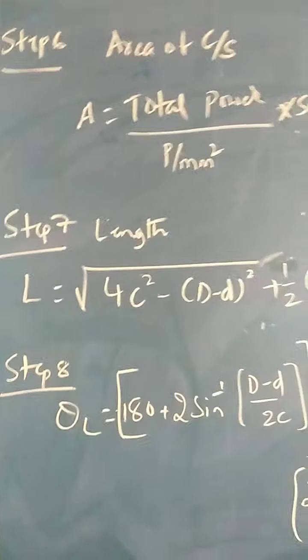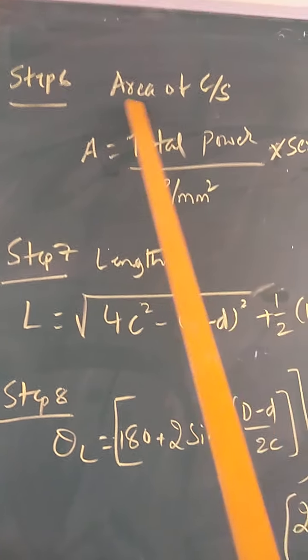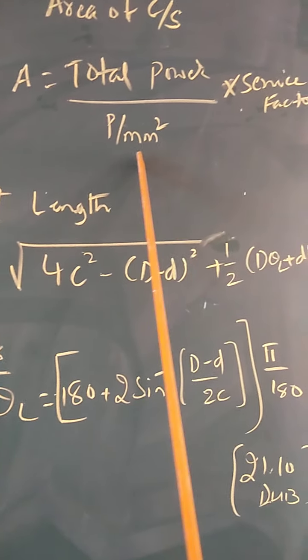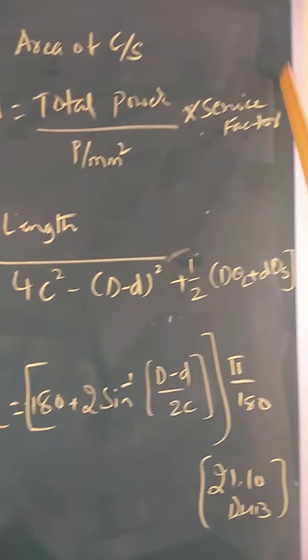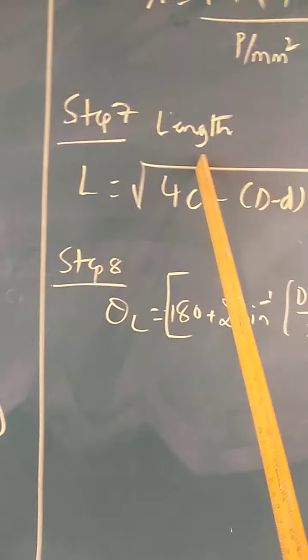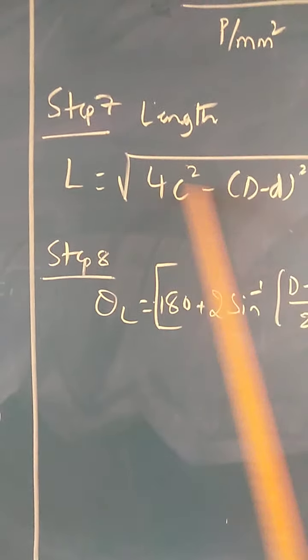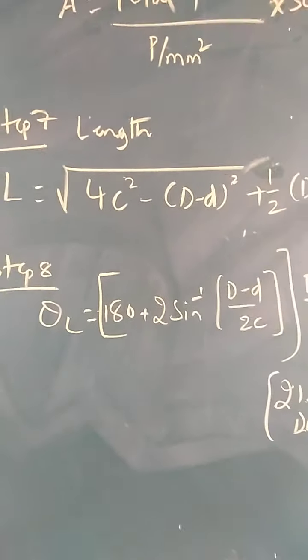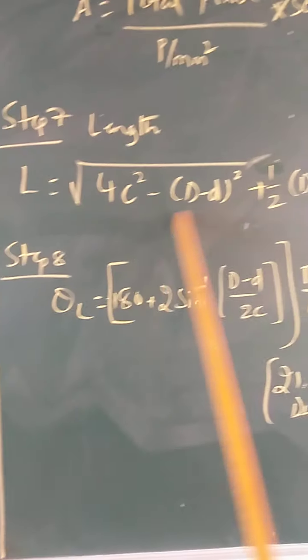Let us see the different types of formulas here. Step number 6, area of cross section, is equal to total power divided by power per mm square into service factor. As I told, this service factor will be available in the data handbook. You should select wisely. Then step number 7, that is the length of the belt. It may be open belt drive, cross belt drive, whatever it is. So that formula will be available in the data handbook. That also you need to check.